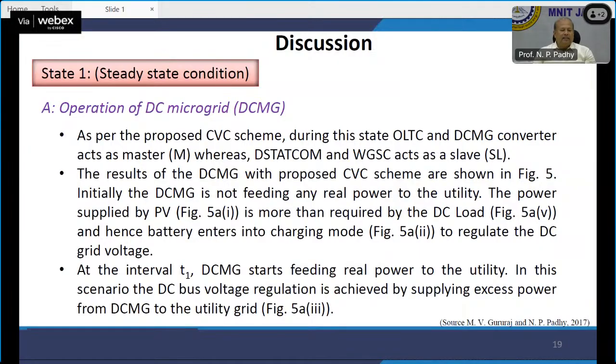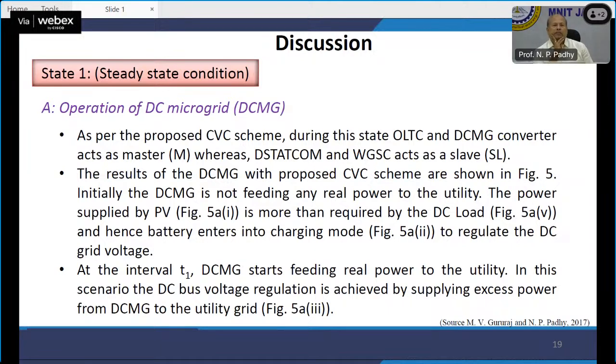And then steady state conditions, state number 1. This operation of DC microgrid is quite important. So as per the proposed CVC scheme, during this state the OLTC and DC microgrid converter act as a master, whereas DSTATCOM and WGSC act as a slave. Slave in the sense because they are the fast. So we made the slow devices as masters.